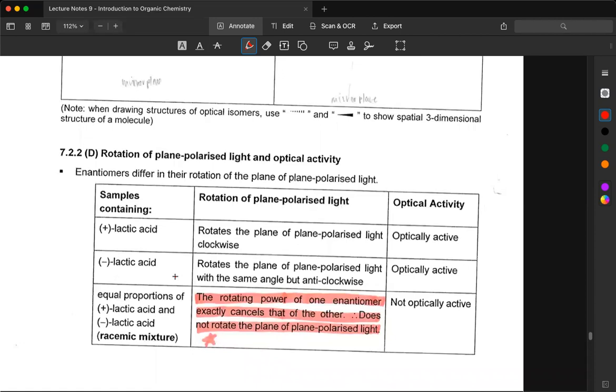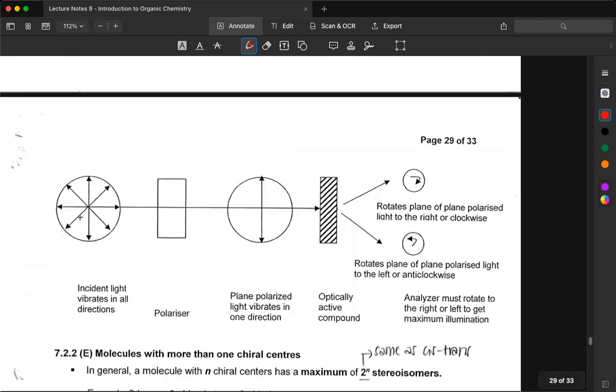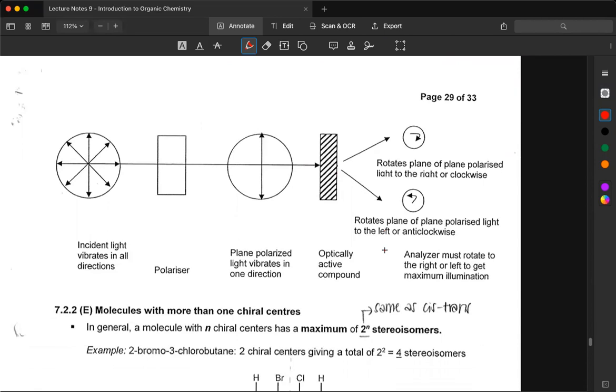Now, rotation of plane polarized light and optical activity. The positive lactic acid rotates the plane polarized light clockwise. The negative one rotates it by the same angle but anti-clockwise. If there is an equal proportion of each, it is called a racemic mixture. The rotating power of one enantiomer exactly cancels the other, so it will not rotate the plane of polarized light and is not optically active. The incident light vibrates in all directions through the polarizer, and then one enantiomer rotates the plane of polarized light to the right or clockwise, and the other anti-clockwise.